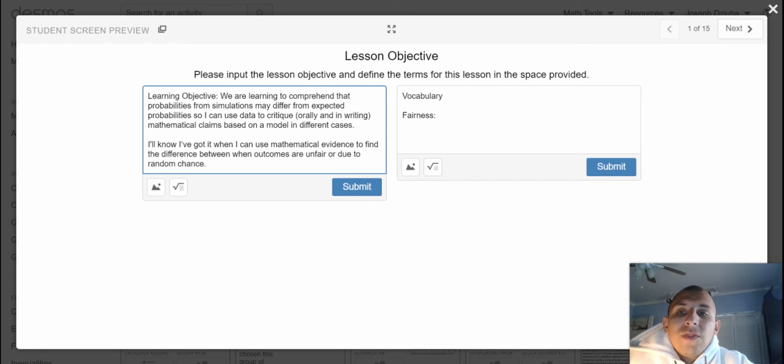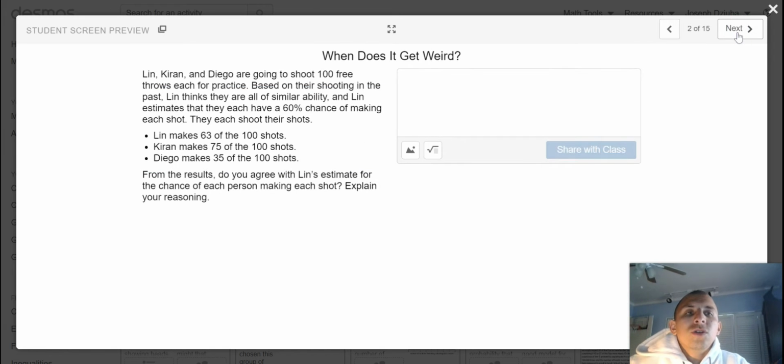So we're going to learn to comprehend that probabilities from simulations may differ from expected probabilities, so I can use data to critique mathematical claims based on a model in different cases. I'll know I've got it when I can use mathematical evidence to find the difference between when outcomes are unfair or due to random chance.